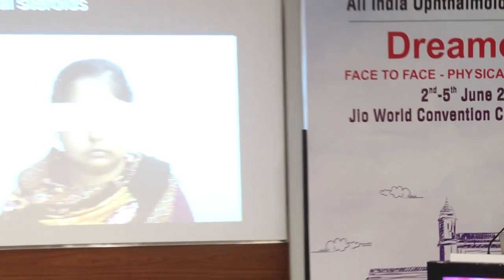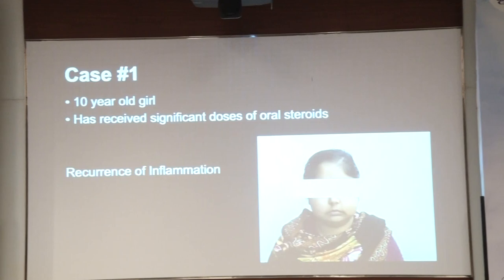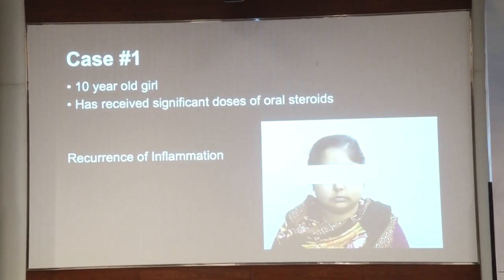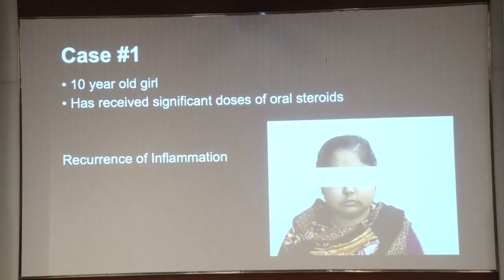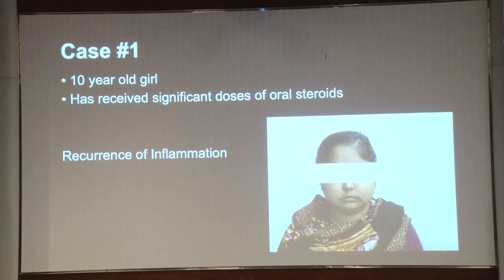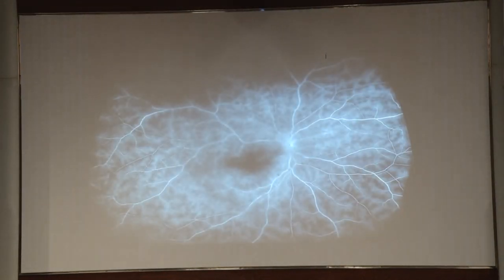For example, this is a 10-year-old girl who has received multiple courses of oral corticosteroids over several years, and she has potentially all the complications of steroids, such as obesity, Cushingoid syndrome, and hypertension, and there is a recurrence of inflammation. Now, unless you have wide-field angiography, especially in a pediatric case, it becomes very difficult to assess the pathology. Even if you don't have an Optos, you can definitely get peripheral sweeps of fluorescein angiography with your routine camera and assess the amount of inflammation in these patients.